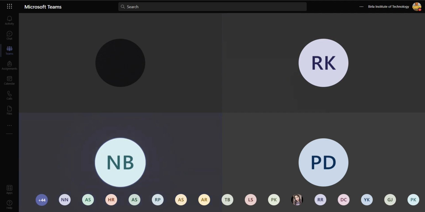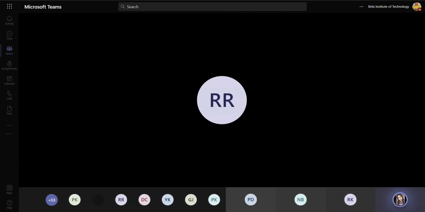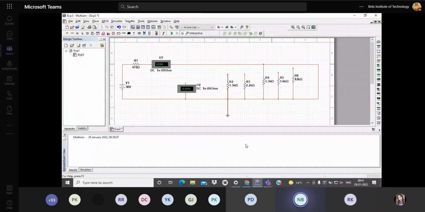Yes, sir. Sir, can you teach us in Multisim, please? Okay, let Rishabh open his screen, then from there we can learn. Is that fine? Okay, sir. It is visible.